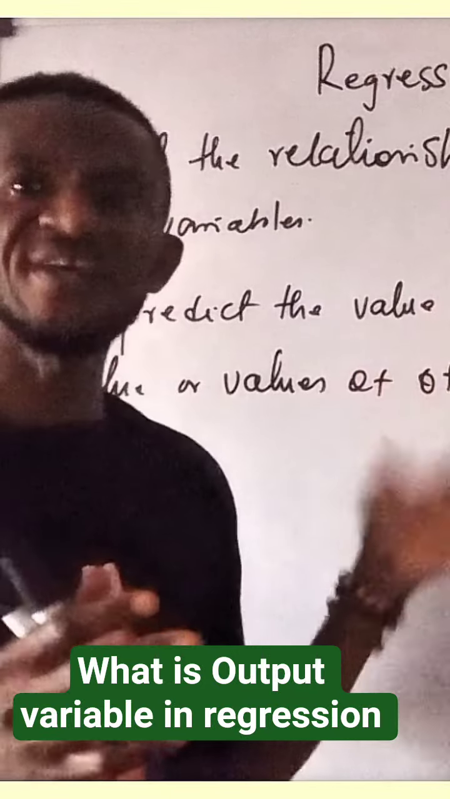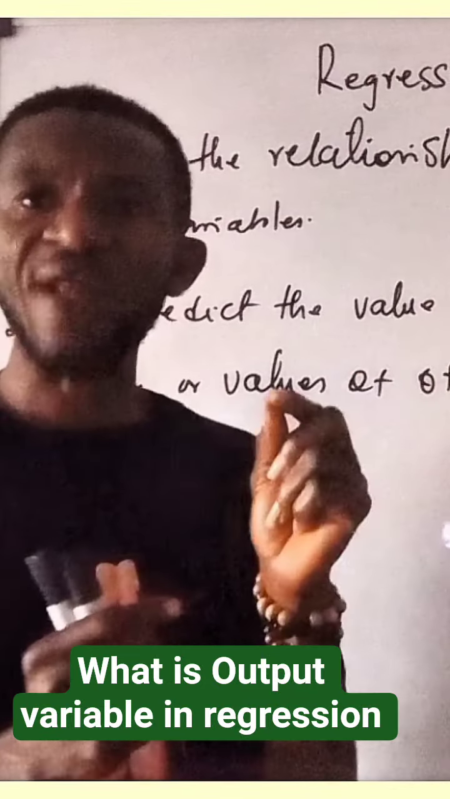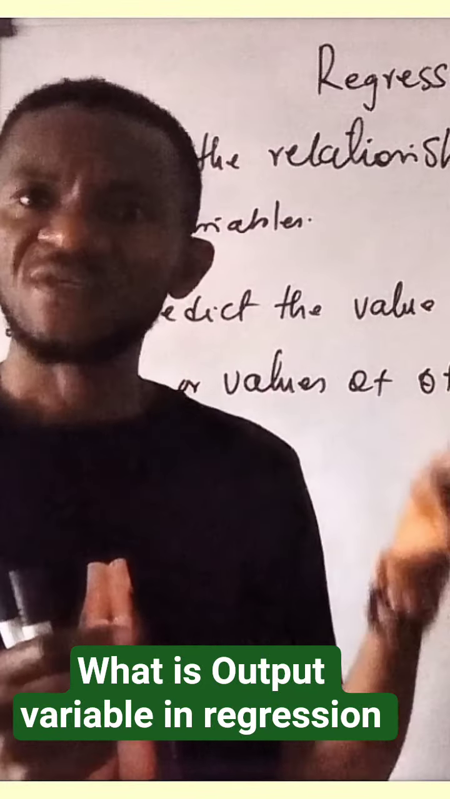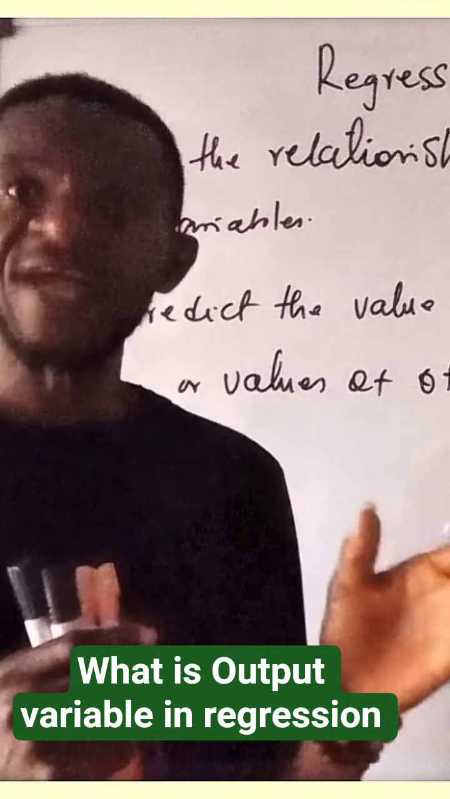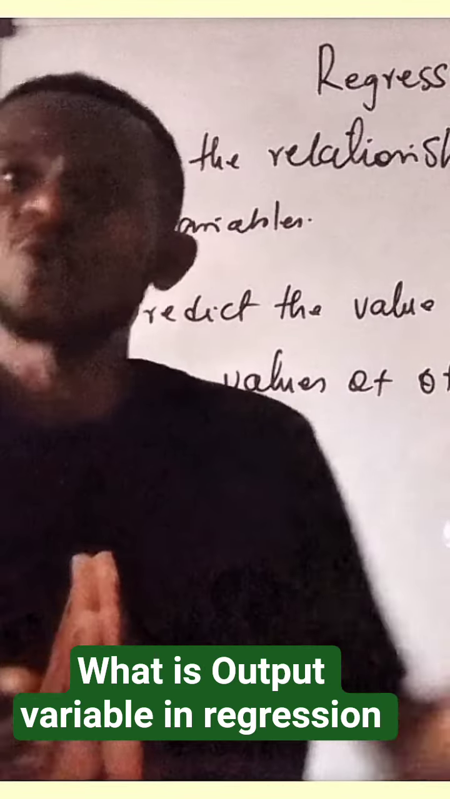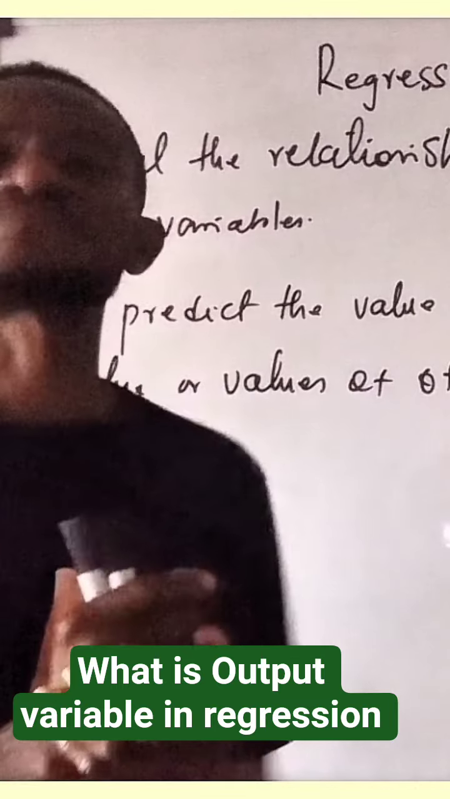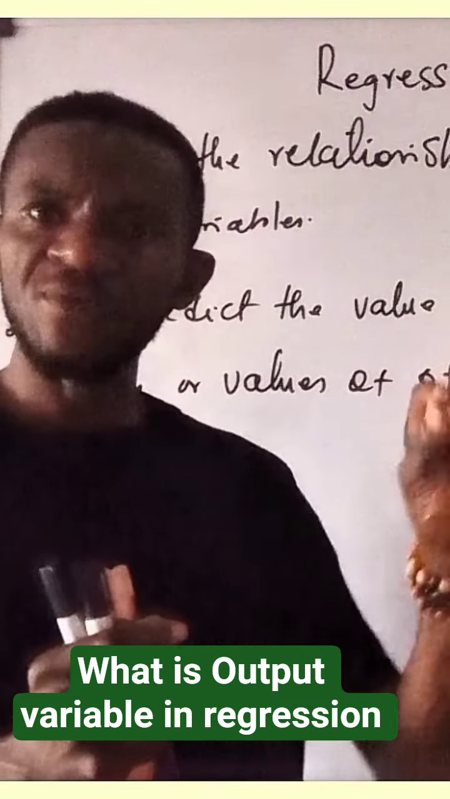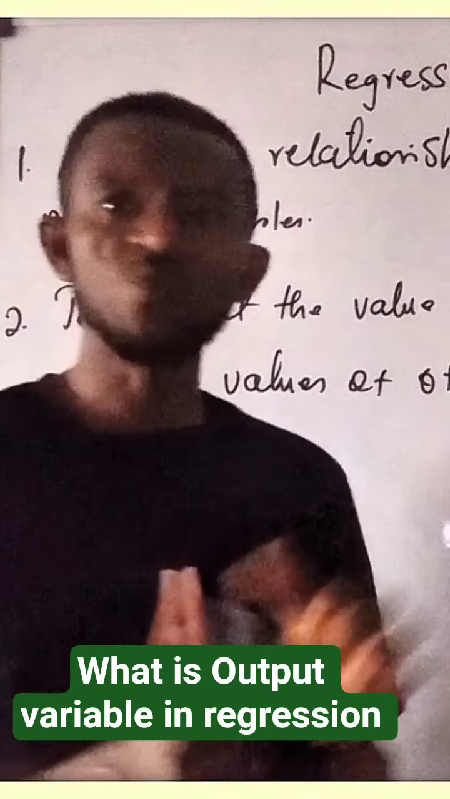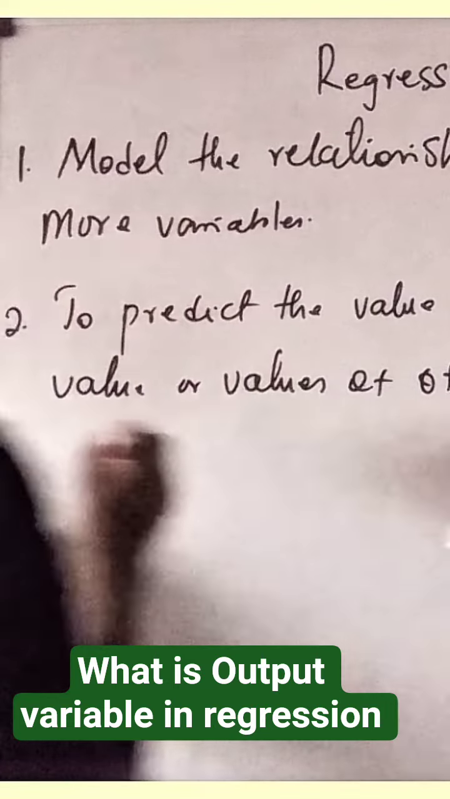What is output variable in regression? One, the variable that is being predicted and the variables that we use to predict other variables. In regression analysis, that variable that is being predicted is what we call the dependent variable.